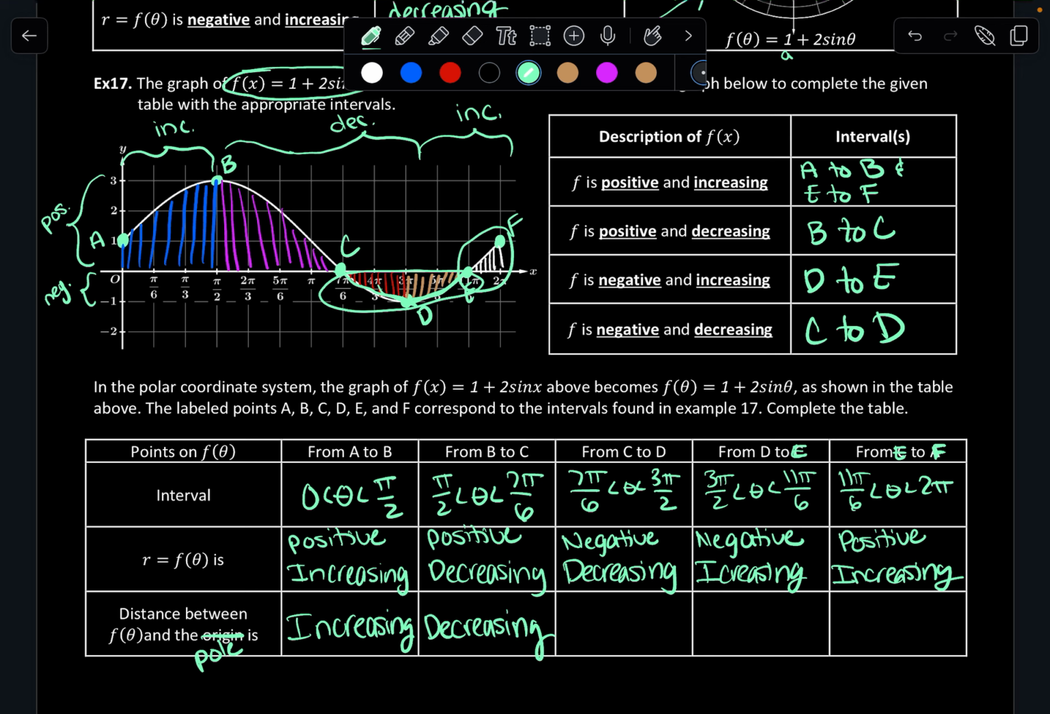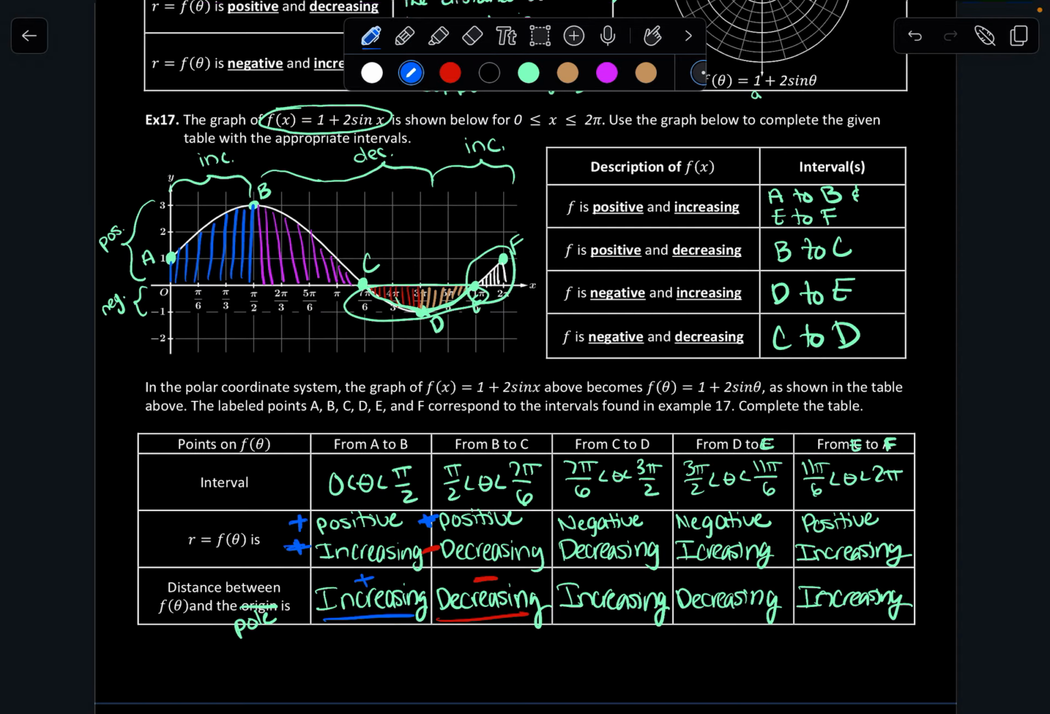Negative and decreasing, that means the distance from F to the pole is increasing because they are both negative. Negative and increasing, that means the distance is decreasing. Positive and increasing, that means the distance is increasing. So if you think about these as, all right, we have a positive, we have a positive. If you multiply those together, it's a positive. The next one, we have a positive and decreasing. If you multiply a positive and a negative together, you get a negative, therefore it's decreasing. And then here it was positive, so it's increasing.